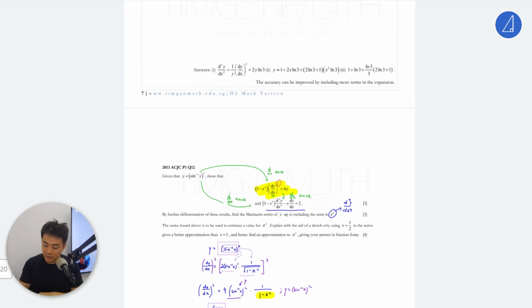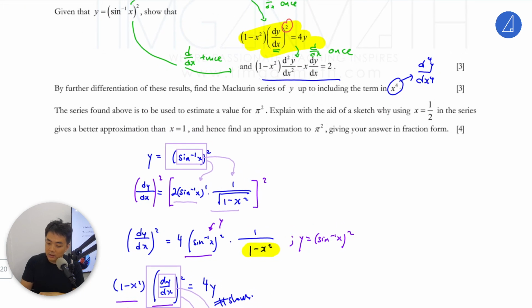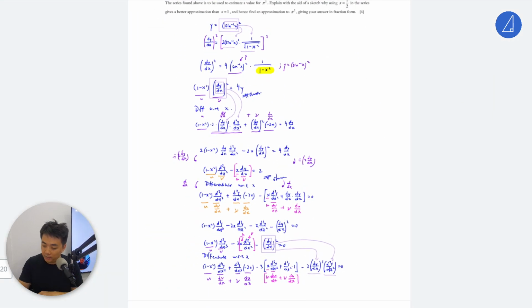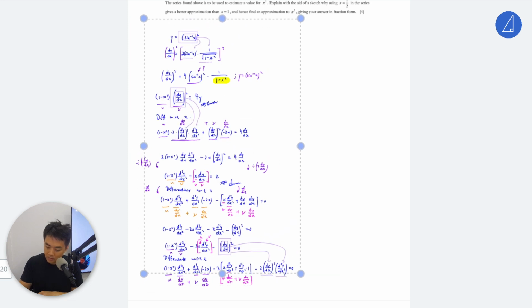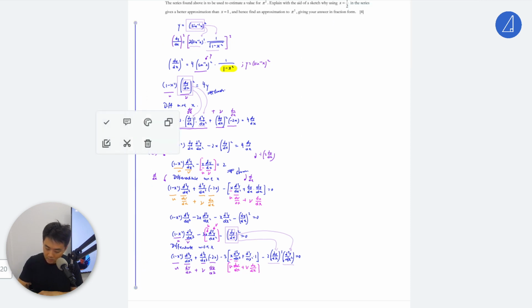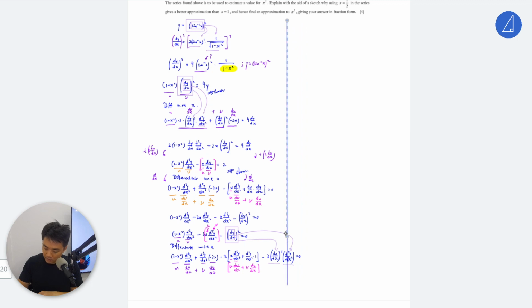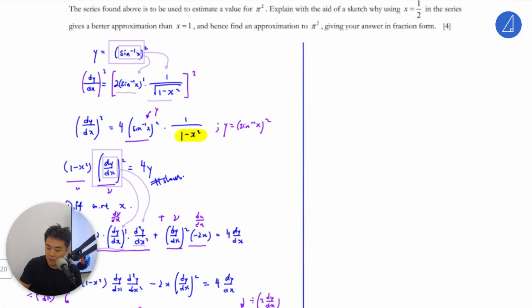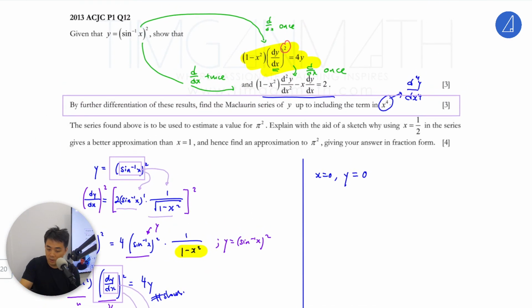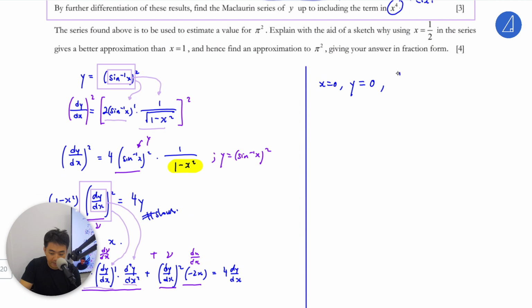The next part is Maclaurin series. This is not fun, this question here. So what we want is you go and find all the missing parts that you need from here. Okay, so this one here. What we need is, when x is 0, y is how much? 0, right? Sine inverse 0 is 0, so 0 square 0. Then you want to find f prime 0, okay, which is this one.